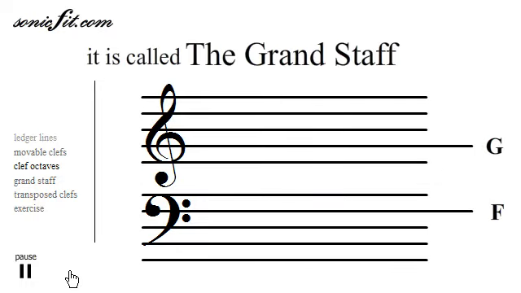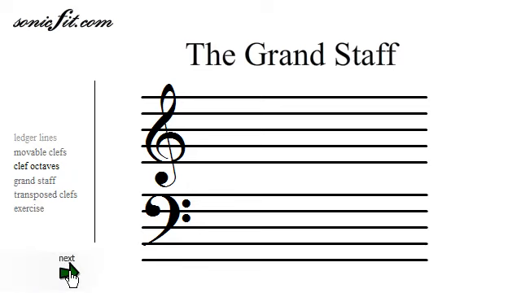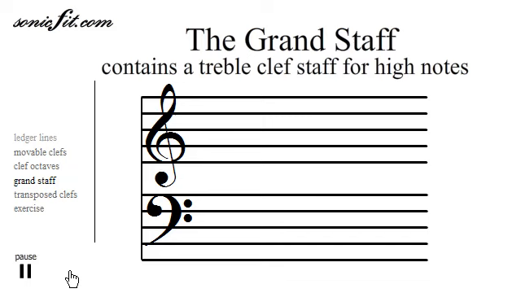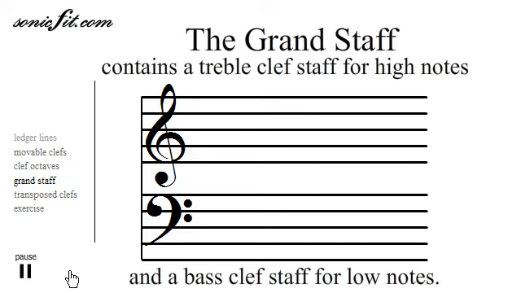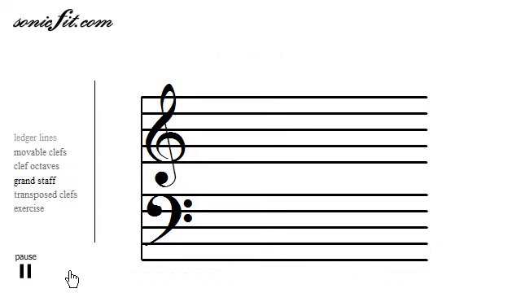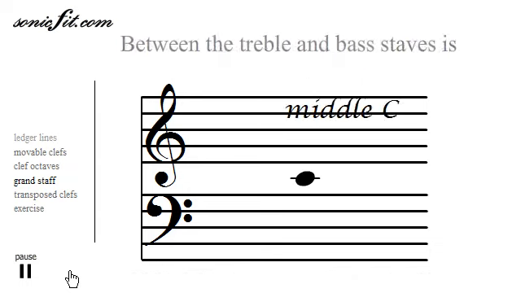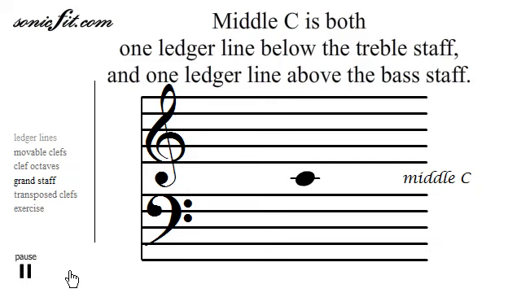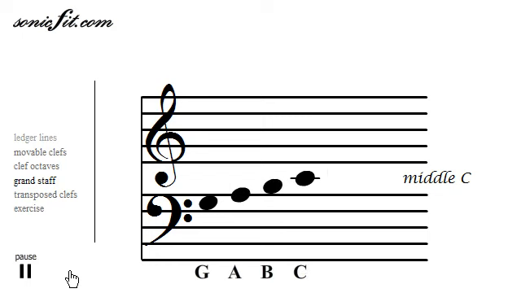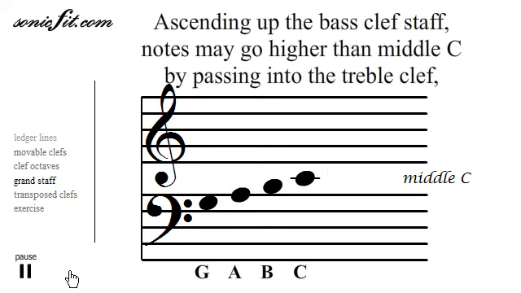If you notice, we could cover a lot of notes if we have the treble clef on top of the bass clef. And this is called the grand staff. It contains a treble clef for the higher notes and a bass clef for the lower notes. Between the treble and the bass is middle C. It can be thought of as one leisure line below the treble clef, as well as one leisure line above the bass clef.